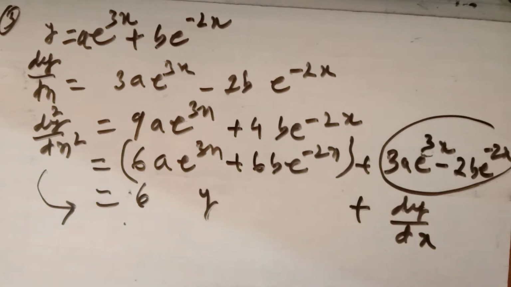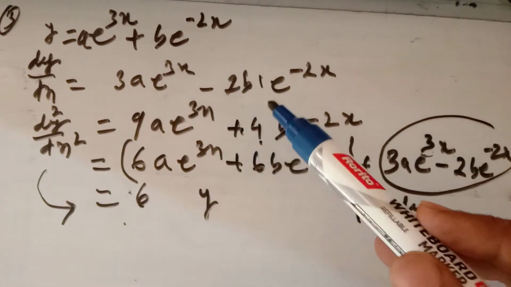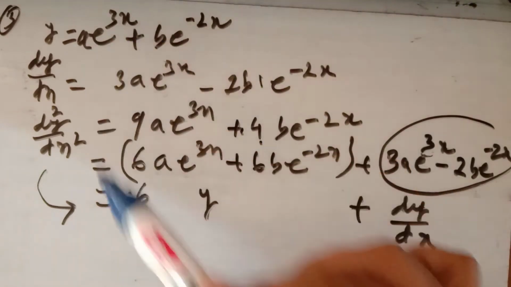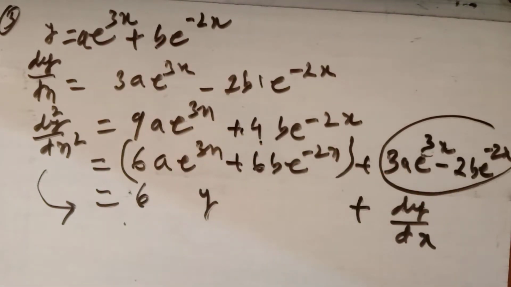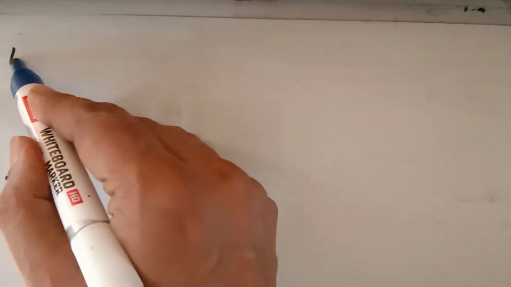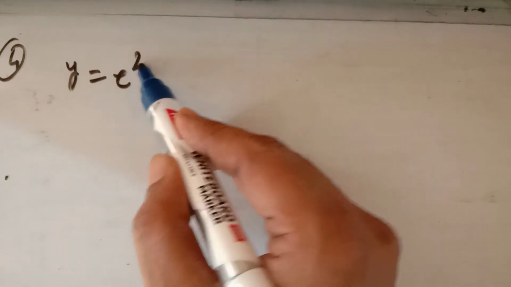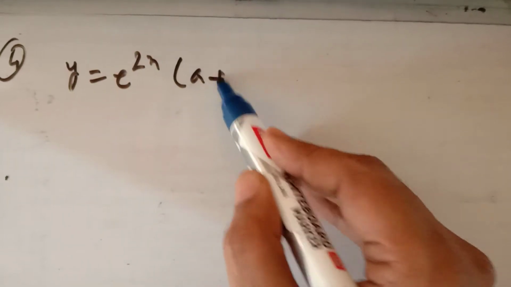So this is the way you can do it. The other way is you can solve these two equations simultaneously to get the values of a and b and put them here. You will again get this. So like this we can eliminate the two arbitrary constants by differentiating 2 times. So fourth is y is equal to e^(2x)(a plus bx).